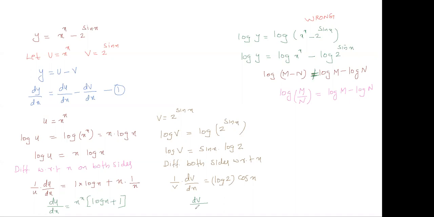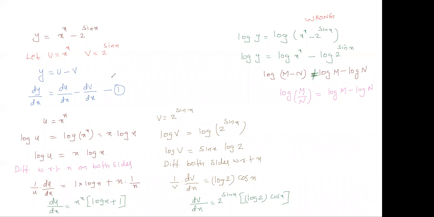dv by dx is equal to, cross multiply with the v. So v is 2 to the power sin x. So 2 to the power sin x into log 2 into cos x. So you got du by dx and dv by dx separately.